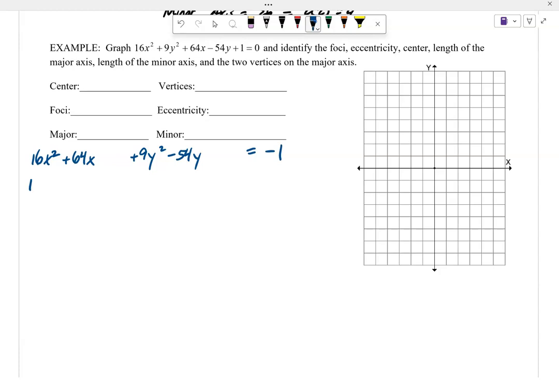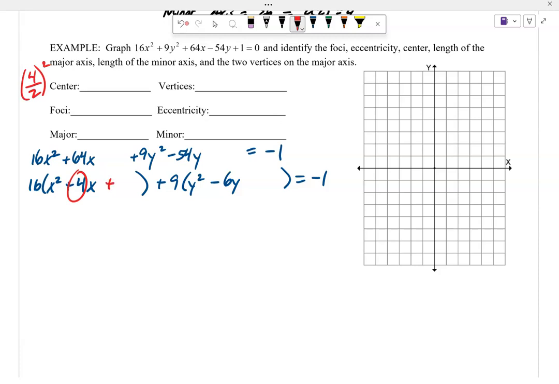So then what I'm going to do is I'm going to take a 16 out of this, the x squared and the 64. I'm going to take a 9 out of these. And now I'm thinking to myself, well, what number do I need right here such that it factors into a perfect square? And if you're not sure, it's always this b term over 2 squared. So 4 over 2 is 2. 2 squared is 4. So 4 is what I want to add in there to make that factor into a perfect square. Now, I didn't really add 4 to this side. I actually added 64. So make sure you account for that 16 in front.